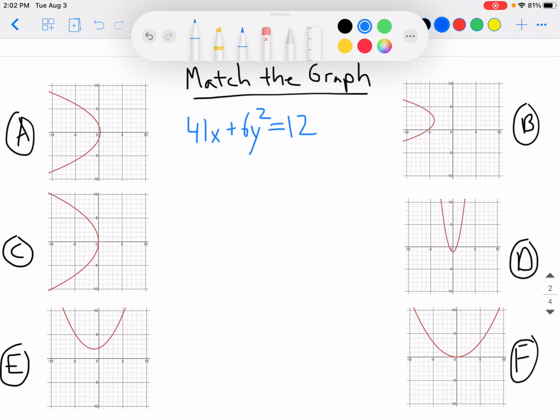Hello and welcome to this video where we're going to match the graph of a parabola to its equation. So what we're going to try to do here is use some information that's embedded in the equation 41x plus 6y squared is equal to 12. Now I don't like the way it's written.